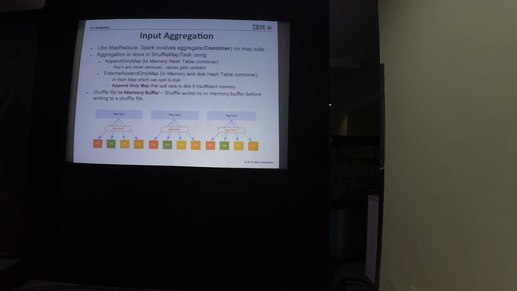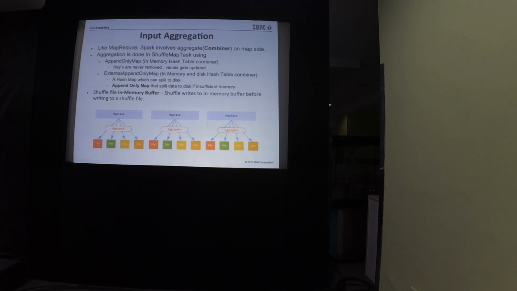So let's go to input aggregation. Like MapReduce, Spark also does aggregation on the map side itself, and this helps reduce the data size, as we saw in the example, and the combiner works. How does it happen? It happens in the shuffle map task, and it uses two data structures for that. One is the append-only map, and the second one is the external append-only map.